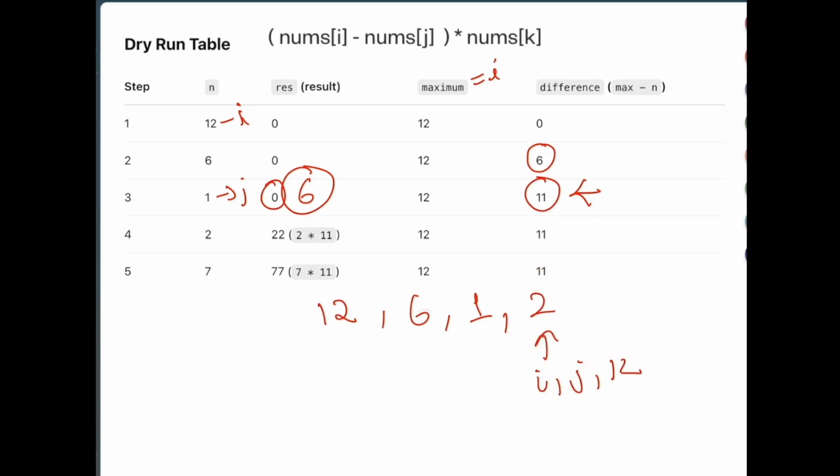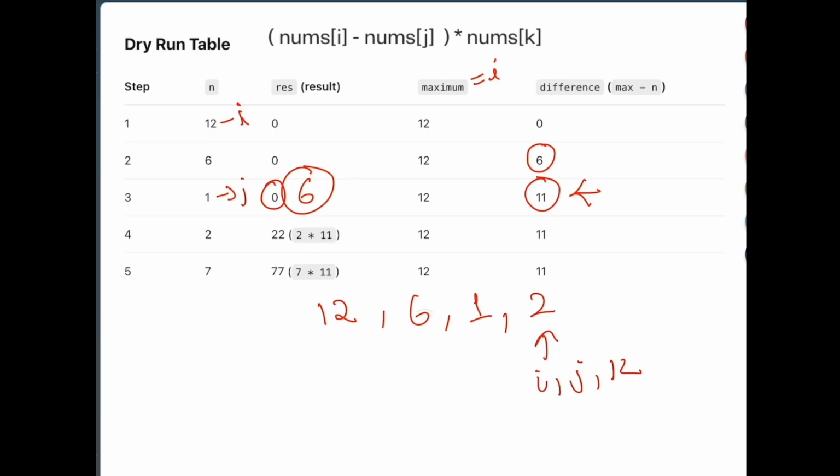No, I don't want it because if I want 2 as my j, then in that case, my current i is 12, right? And 12 minus 2 will be 10. But I already have a difference of 11, right? So why should I take j as 2 and create a difference of 10? I already have a better value. So in that case, 2 cannot be your i, 2 cannot be your j, but can 2 be your k?